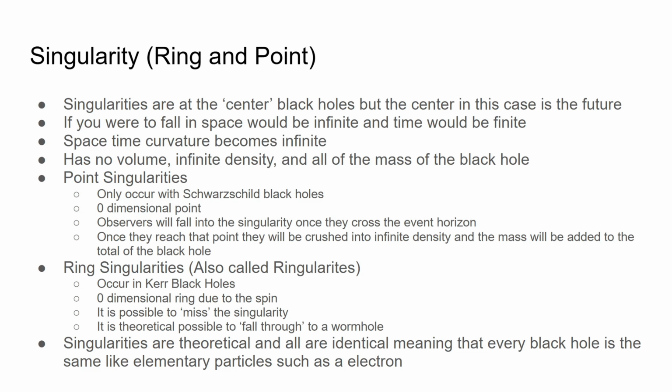Also, singularities are entirely theoretical in general, and all singularities in every black hole are identical, because, as we said earlier, there are only three properties of a black hole: mass, spin, and charge. So if you could somehow take all the singularities from every black hole, they would all be entirely the same, just as if you could take every single electron, they would all be the same.